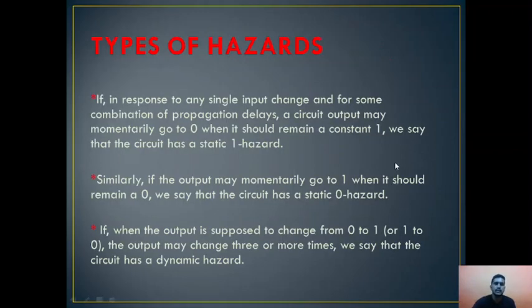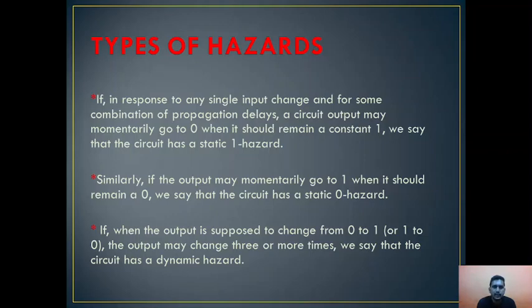The first type is static 1 hazard. First, let us read the definition. If in response to any single input change and for some combination of propagation delays, a circuit output may momentarily go to 0 when it should remain a constant 1, we say that the circuit has a static 1 hazard. In this case, we need the output to remain as 1, but for some small time delay, like some nanoseconds, we will get output as 0, which will be like a glitch.